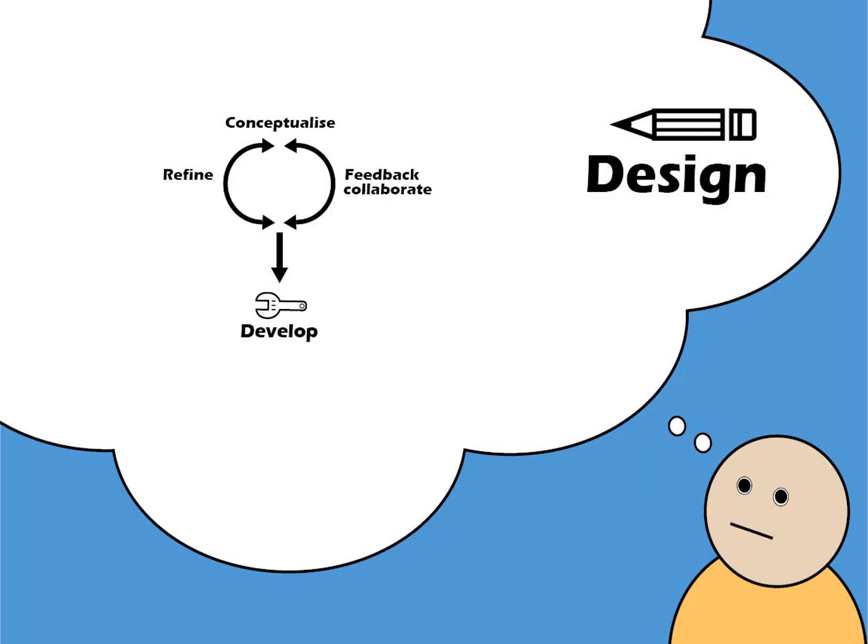The second stage of my process is the design stage. Here I conceptualize my idea, gain feedback on my concepts, and collaborate to gain ideas on how they could be executed. I then refine my concepts based on the feedback and collaboration. I repeat these steps until the best solutions are found.